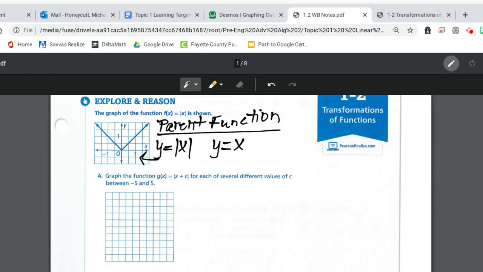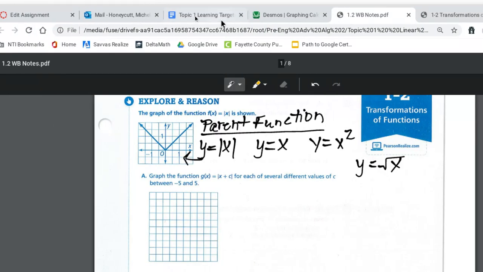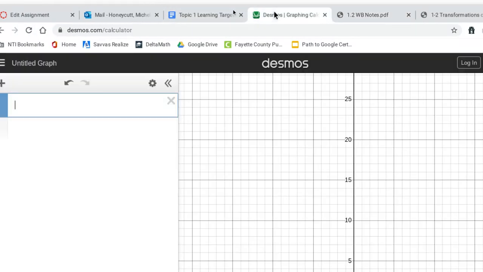The parent quadratic function is y equals x squared. And I'm trying to think, there is one more that you'll probably see, the parent square root function. And that is y equals the square root of x. So I'm going to pull Desmos out. I'm going to graph those so we can look at all the parent functions. So y equals x.